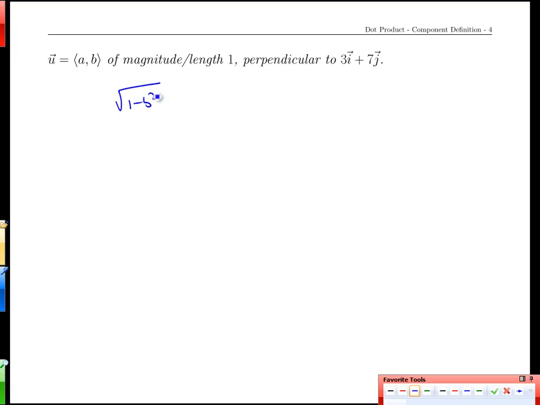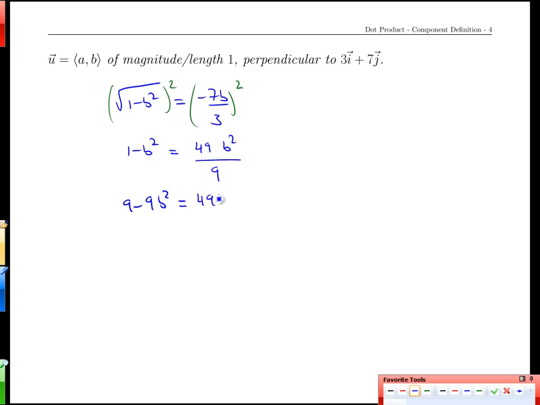Square root of 1 minus b squared is equal to negative 7b over 3. We want to solve for b, so let's square both sides. So we get on the left 1 minus b squared, and just being careful to square everything that we see here: 7 squared, 49, b squared, 3 squared is 9. Bring the 9 up, we get 9 minus 9b squared is 49b squared, and we can bring that over. 9 is going to be 58b squared, so b is going to equal 9 over 58, and the square root of that.